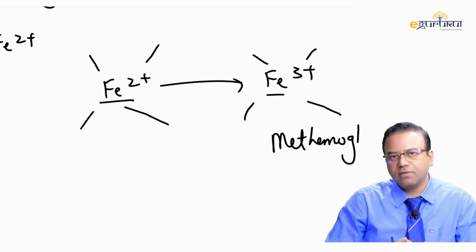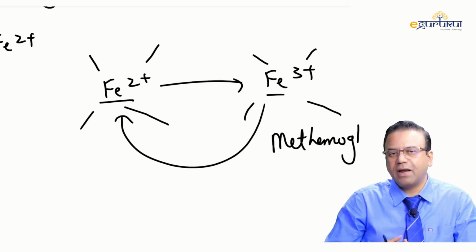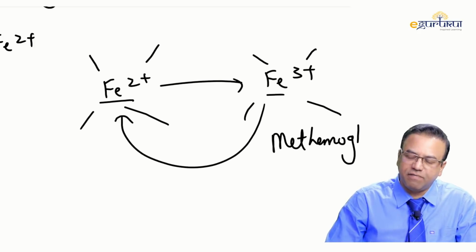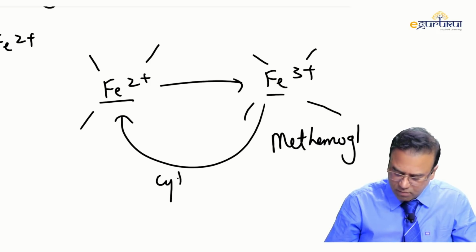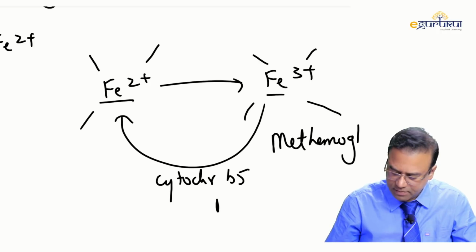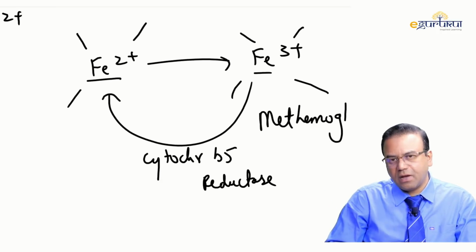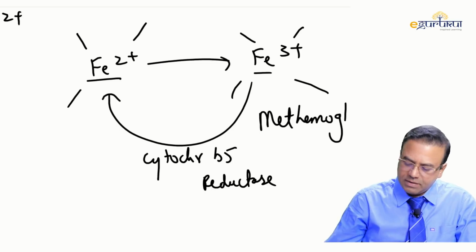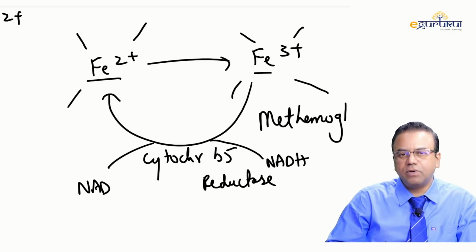What else can cause it? Normally, whenever ferrous converts to ferric, there's a way the body makes the ferric back to ferrous, and there seems to be a defect over there. The enzyme that is required to convert ferric back to ferrous is cytochrome B5 reductase, which basically uses NADH and converts it to NAD. The NADH is going to help convert the ferric back to ferrous.